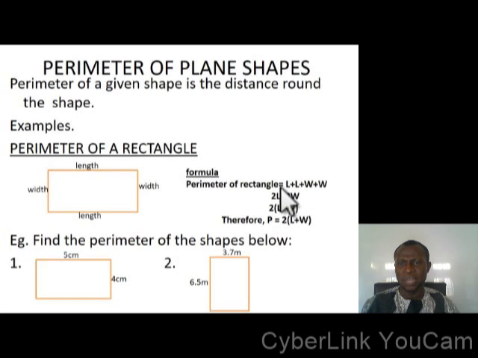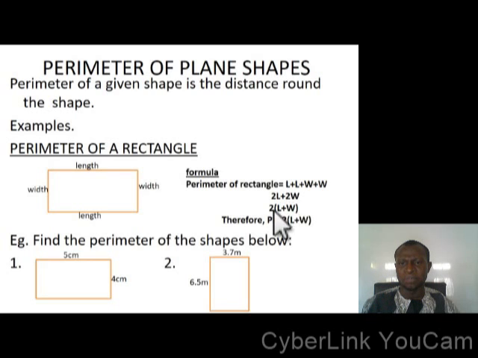length. How many lengths do we have here? Two lengths. So I write it 2L plus how many widths do we have here? 2W. Then they have something in common here. What they have in common is 2. This one has 2, this one has 2. So you write that 2, which they have in common, open a bracket and write L plus W, which when you open the bracket, you will still get the same thing by saying 2 times L will give us 2L plus 2 times W will give us 2W. So both of them are still the same thing.